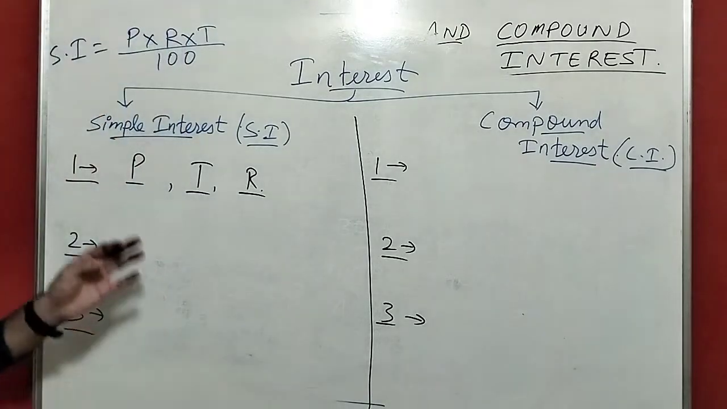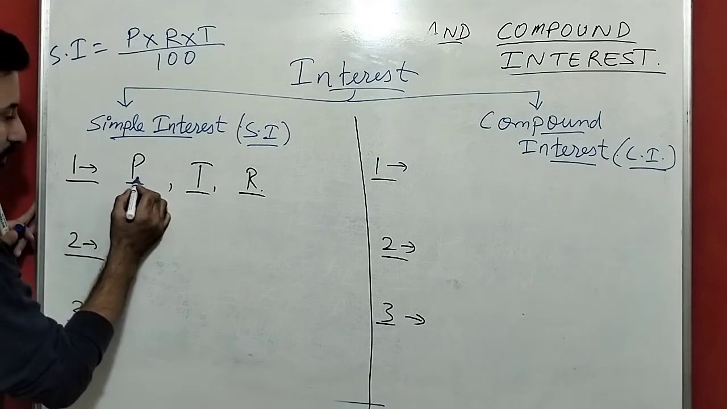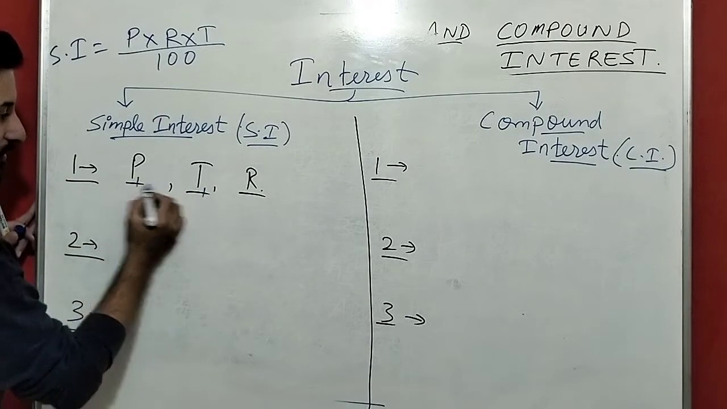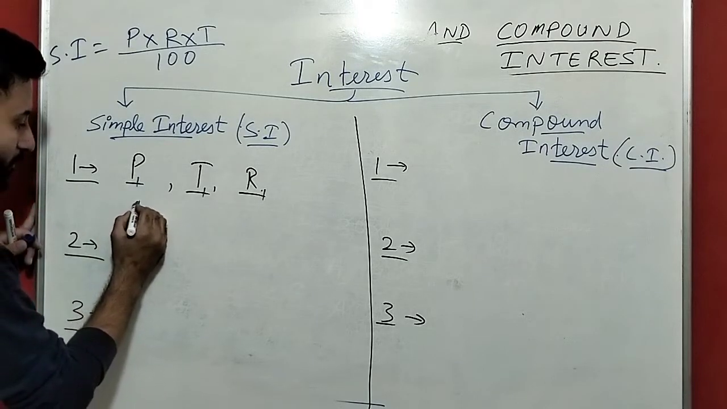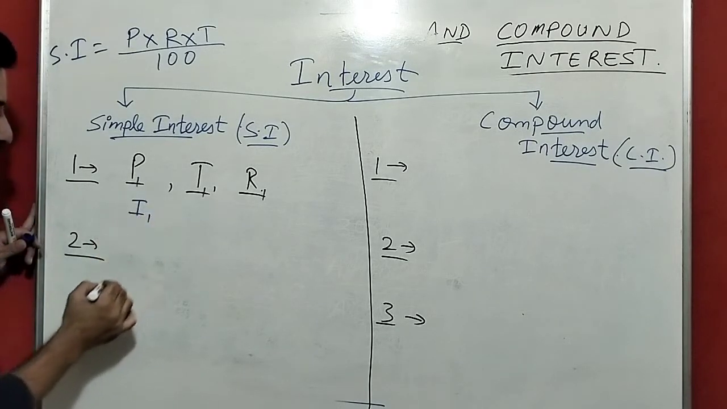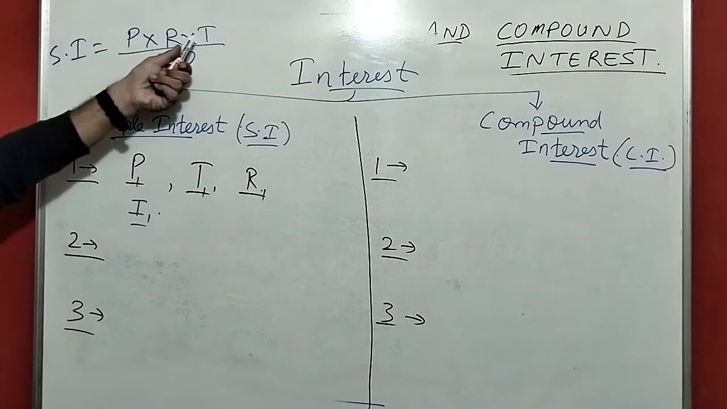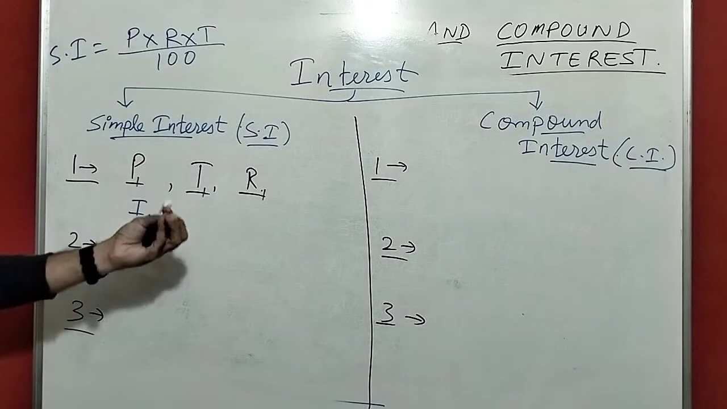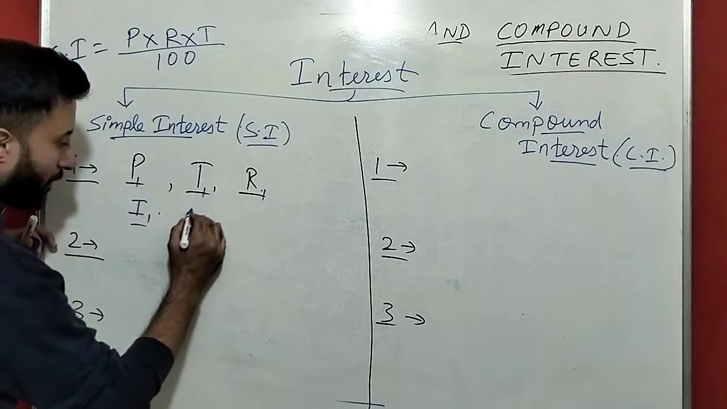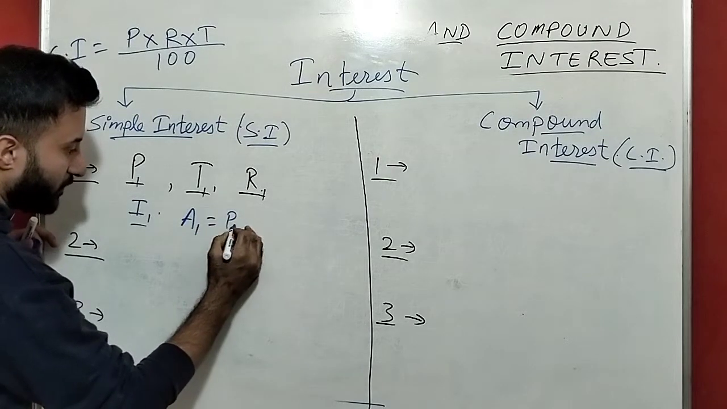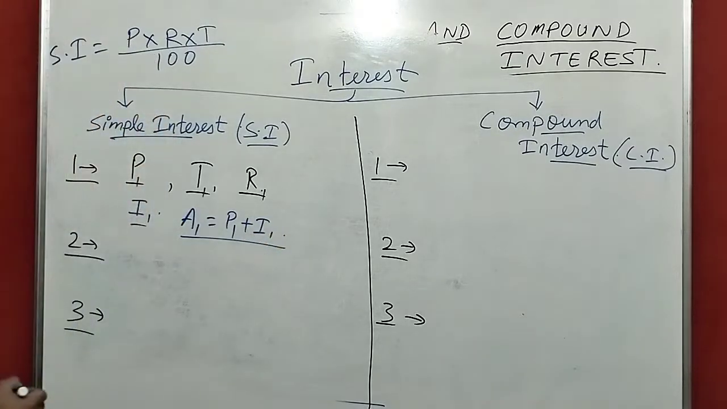So we have P, T, R. This is the first year. So principal for the first year, time for the first year, and rate of interest for the first year. We will find the interest for the first year by applying this formula, P into R into T by 100. Then we will get the amount for the first year. Amount for the first year means principal for the first year plus interest for the first year.